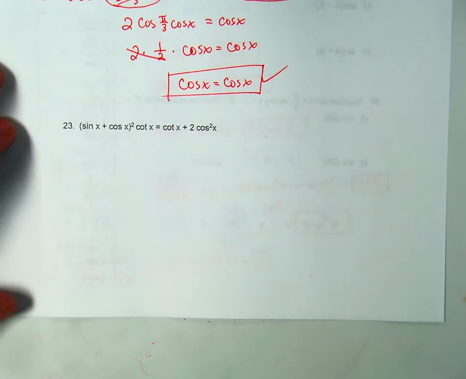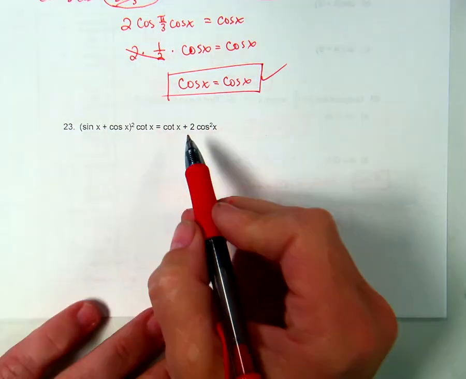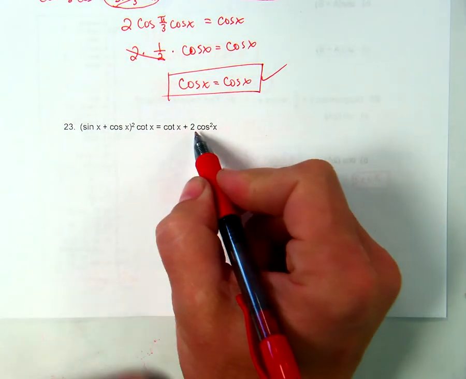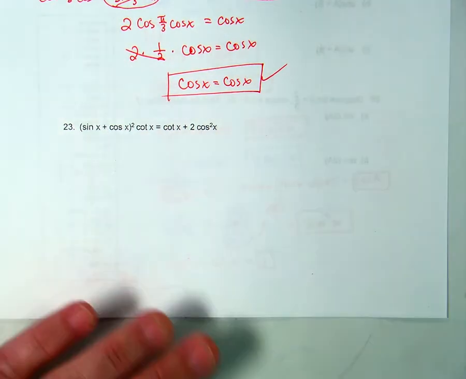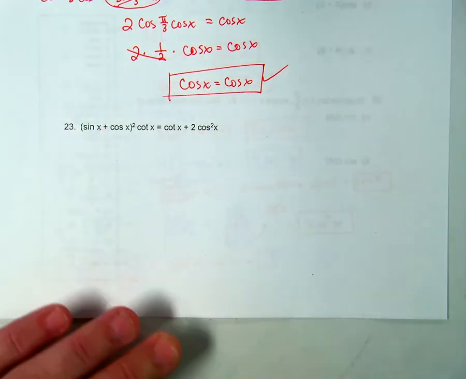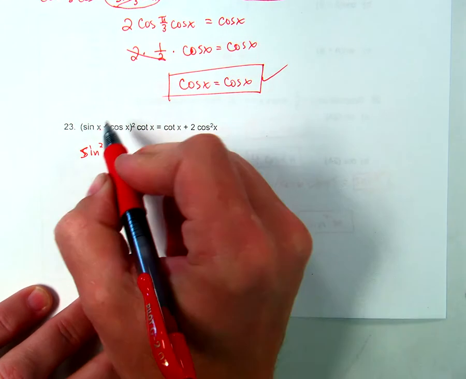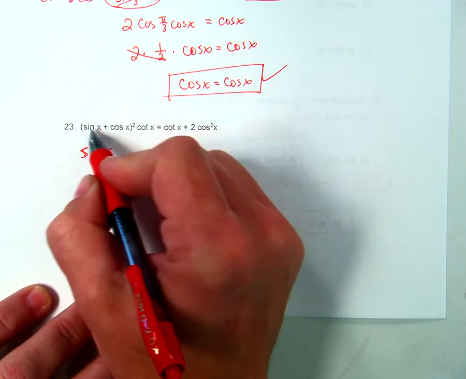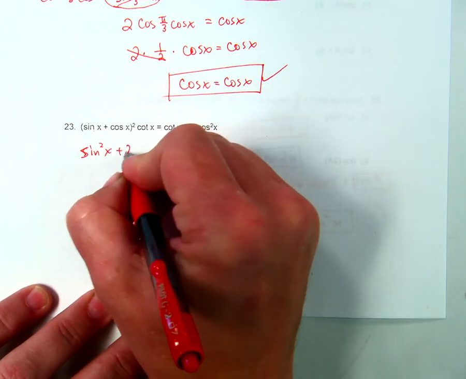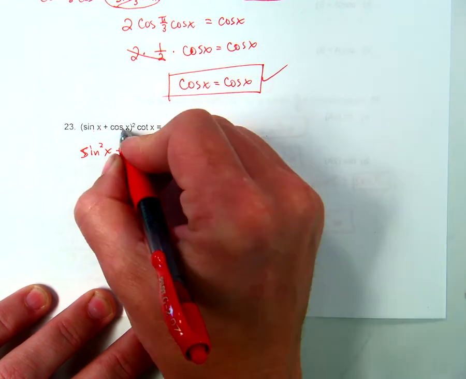23. We have sine x plus cosine x, and that's going to be squared, times cotangent x, and it's supposed to equal this over here, cotangent x plus 2 cosine squared x. I'm definitely going to go ahead and square this first binomial term. That's going to give me sine squared x, square the first term, multiply them together and double it, 2 sine x cosine x, and then square the last term.